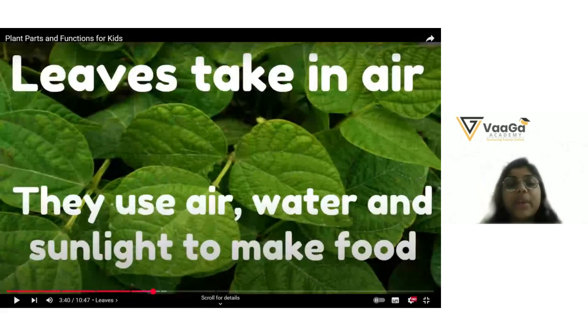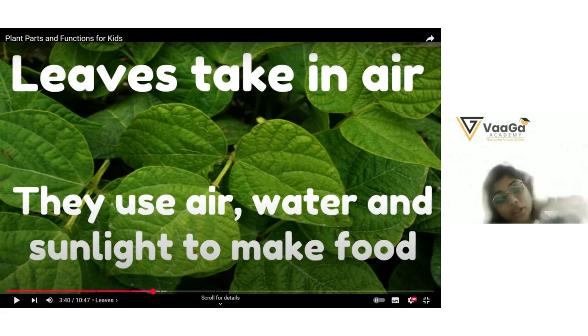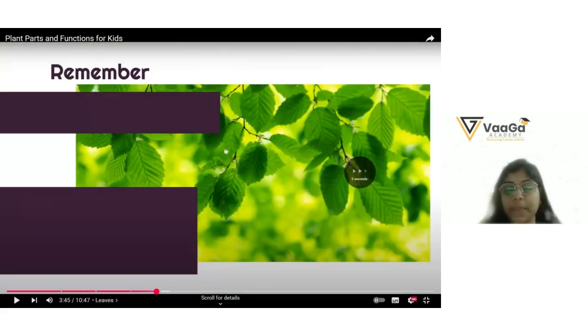Now, let's learn how the leaves make the food, because leaves take in air also. They use air, water and sunlight to make food. What are the three things they use? They use air, water from the roots, and sunlight from the sun. This is how the leaves are preparing their own food for the whole plant. So with the help of the leaves, the food can be prepared.